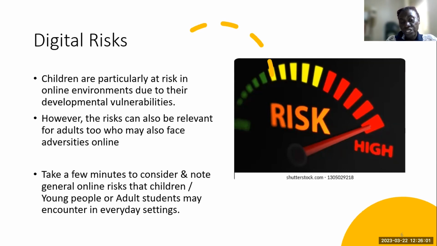So it's really important to be aware of this. I just want to pause for maybe a minute and allow us to reflect on general risks that you perhaps are aware of, have heard of, that children or indeed adults might encounter in their day-to-day settings and environments, whether it be at home or at school or indeed in the general community.